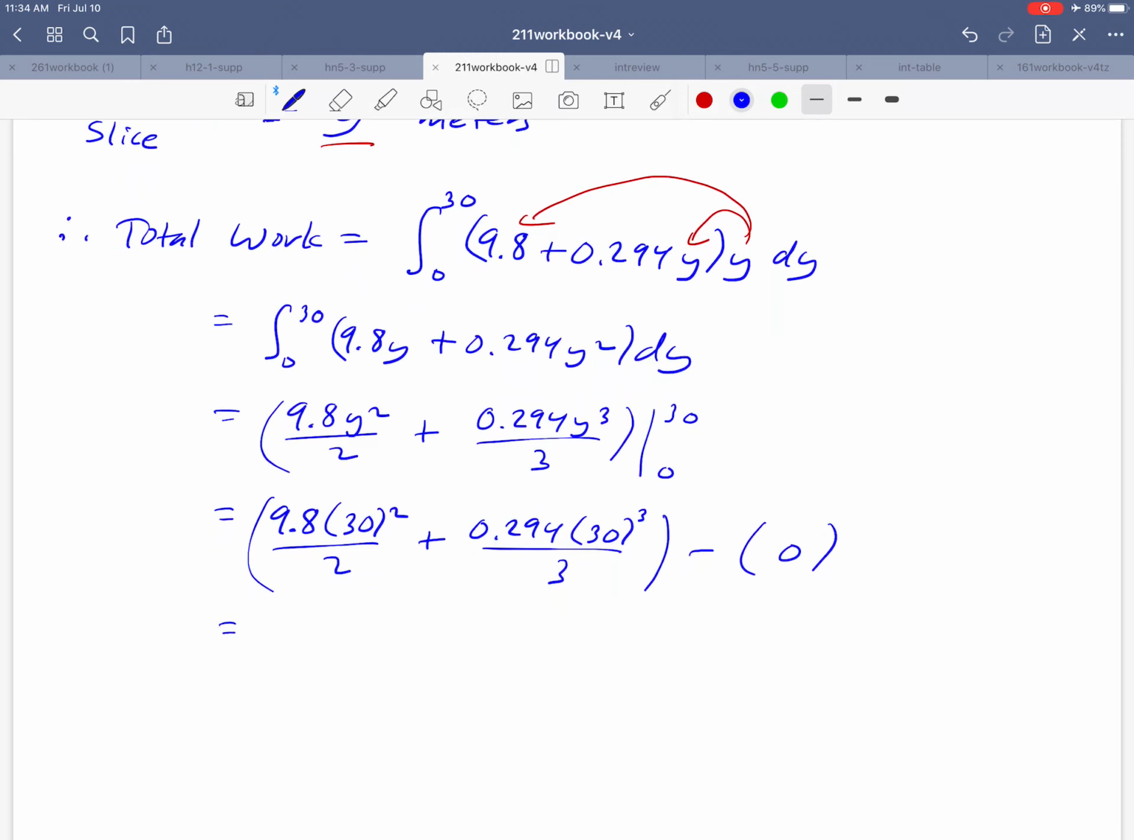The upshot is, we'll take those numbers, substitute them into our calculator, and here's what we should wind up with: 7,056 joules. That should be our final answer.